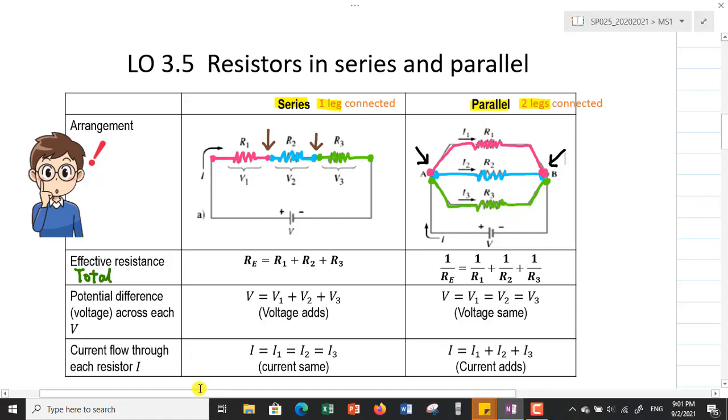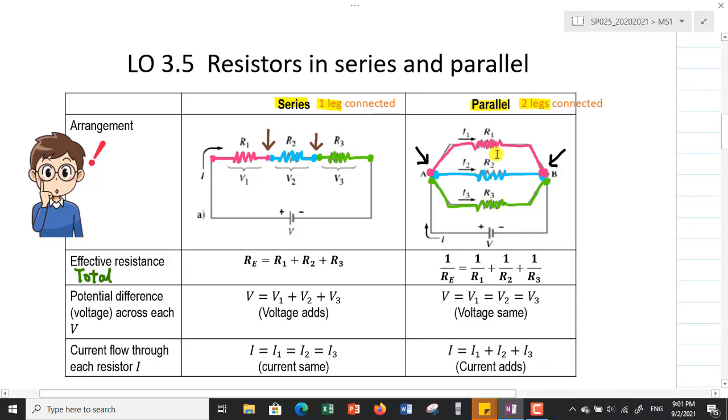Okay, what about the current that flow through each resistor? So, for series combinations, there are only one path. There are only one path for the current to flow. So, the current will be the same for R1, R2, and R3.